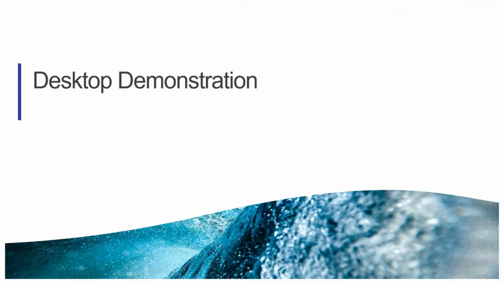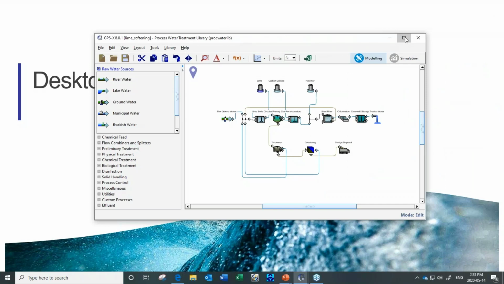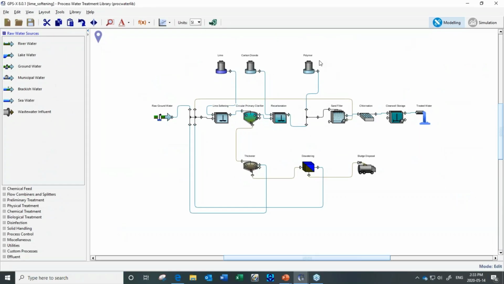And let's just use the layout so that I can show you what to expect once you have made the layout. So this is a layout, and this is a typical lime softening layout that you will find in water treatment systems. There is a lime softening here. You are adding lime to the system.